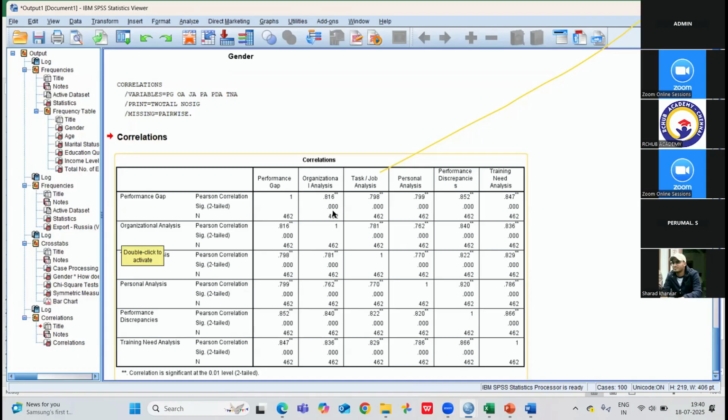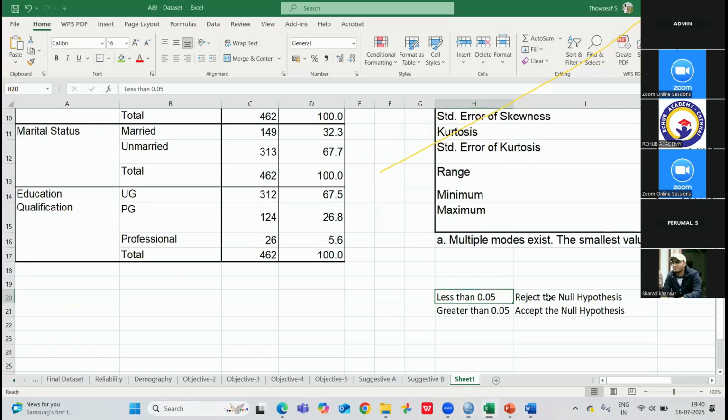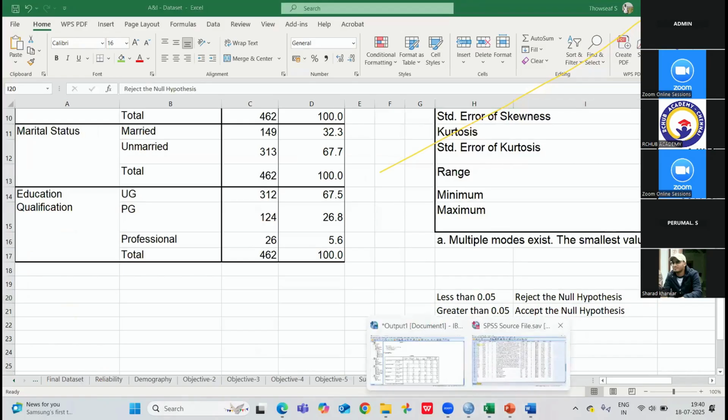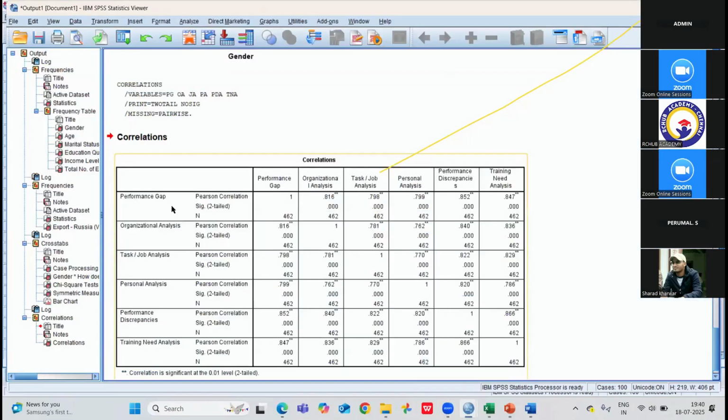But here the significance value is less than 0.05. If it is less than 0.05, you have to reject the null hypothesis. Then what is my alternative hypothesis? Yes, there is a significant relationship between the performance gap and the organization analysis. There is a significant relationship between the performance gap and task job analysis. There is a significant relationship between the personal analysis and performance gap.